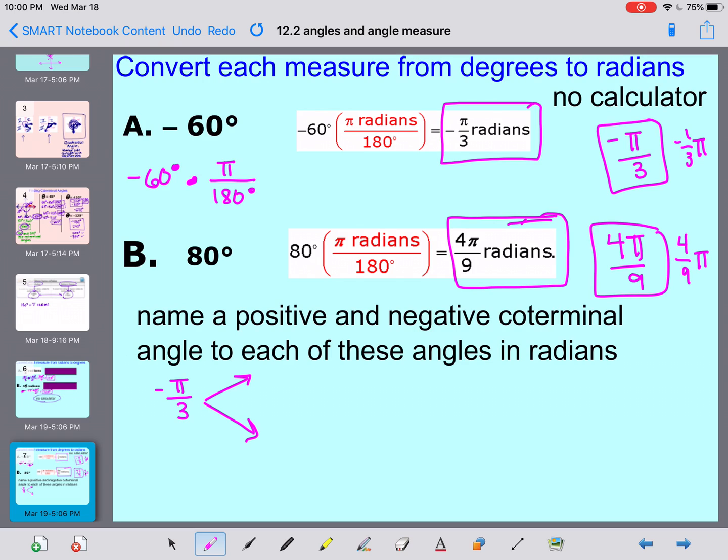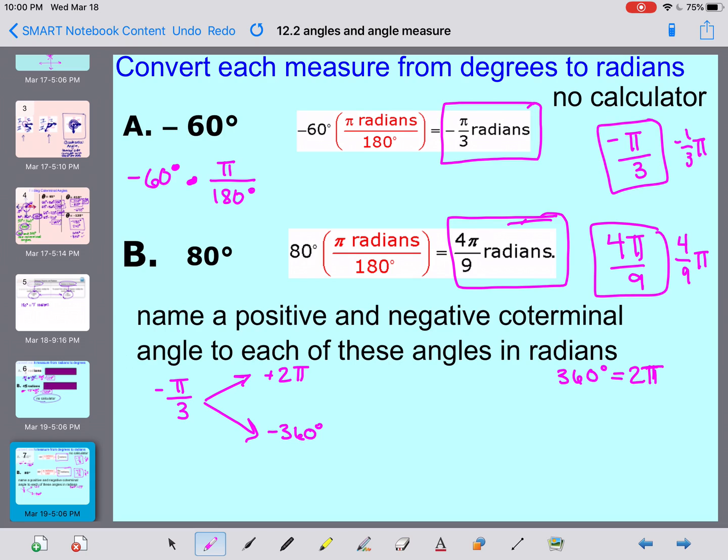radians. So when we were doing degrees, we added a full rotation, right? We added 360 degrees and then subtracted 360 degrees, right, to get our two coterminal angles. So the question is, what's the equivalent of 360 degrees in radians? So think about that, pause, see if you can get an answer. And it should be, you're adding 2 pi. So 360 degrees is equal to 2 pi.